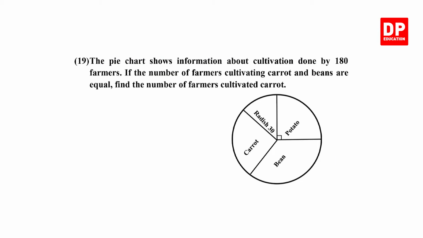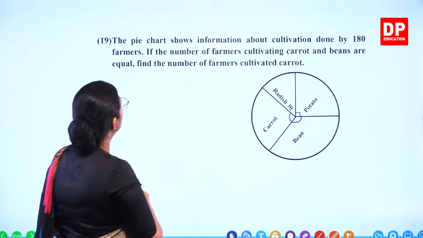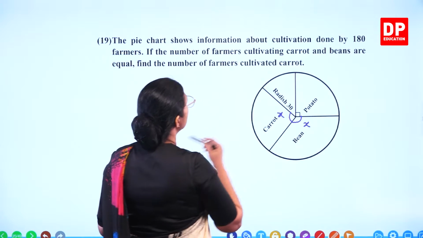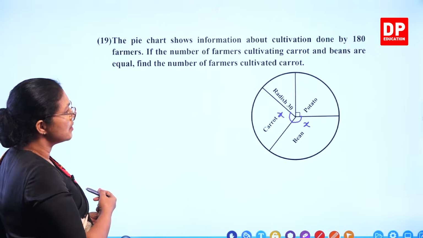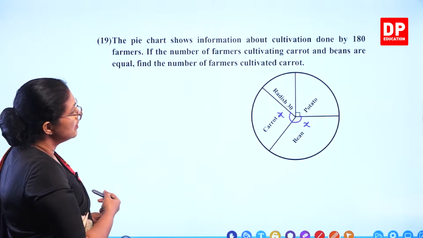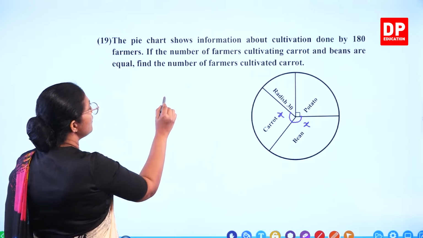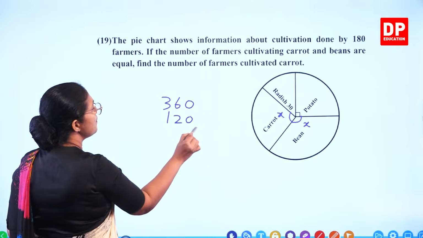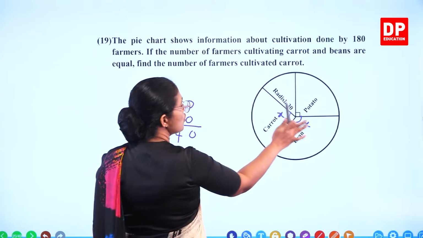Question number 19. The pie chart shows information about cultivation done by 180 farmers. If the number of farmers cultivating carrot and beans are equal, carrots and beans, these two angles are equal. If this is x, this is also x. Find the number of farmers cultivated carrot. So let's find out the angle. 90 plus 30, 120. 360 minus 120, you get 240. That's for this section and this section.